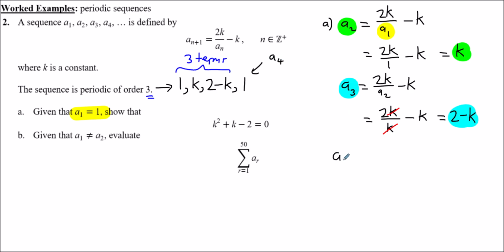So A4, again, same idea, 2K divided off 1 before it, which in this case is A3, minus K. But A3 is 2 minus K, so 2K over 2 minus K, then all of that minus K. I know that has to be 1, based on what I said earlier. A4 has to go back to 1.